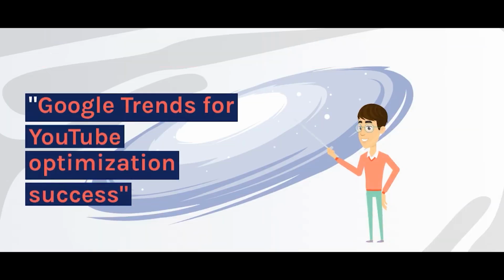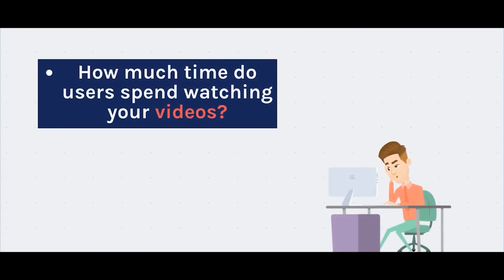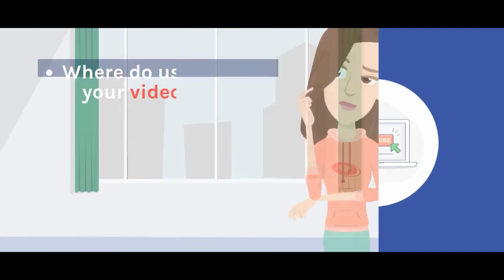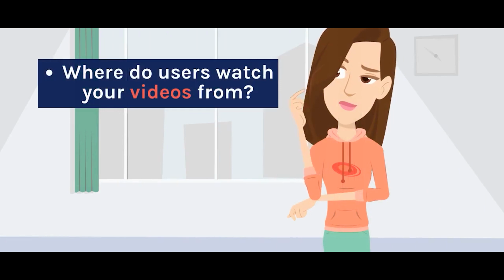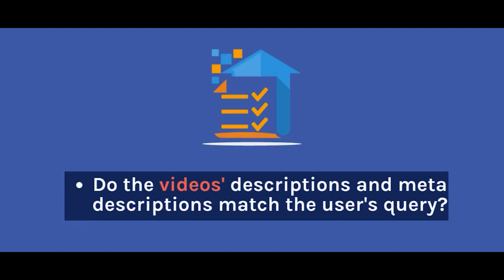Google Trends for YouTube optimization success. In order to increase your opportunity of appearing in search trends, consider the following. How much time do users spend watching your videos? Will users click to watch after seeing your CTA? Where do users watch your videos from? Do the video's descriptions and meta descriptions match the user's query?